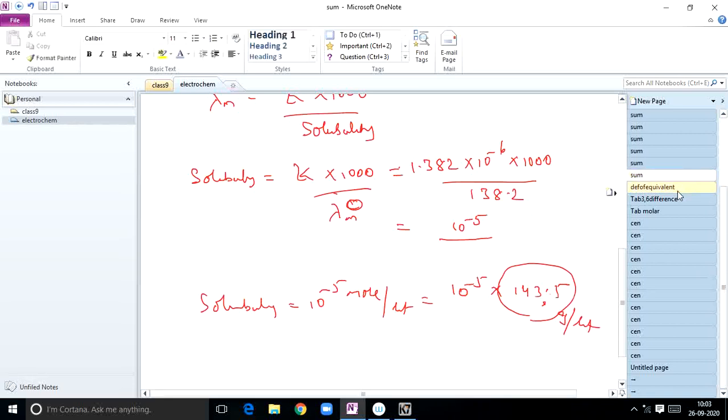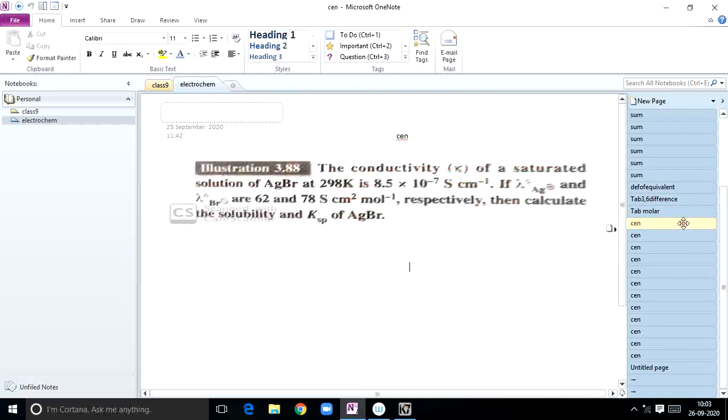Next. See students, quickly, how to do. The conductivity of a saturated solution of AgBr at 298 Kelvin is given. Come on, quickly practice it. If lambda m naught of Ag plus and Br minus are given, calculate the solubility. Now, students, we only did this model. Silver bromide is given.